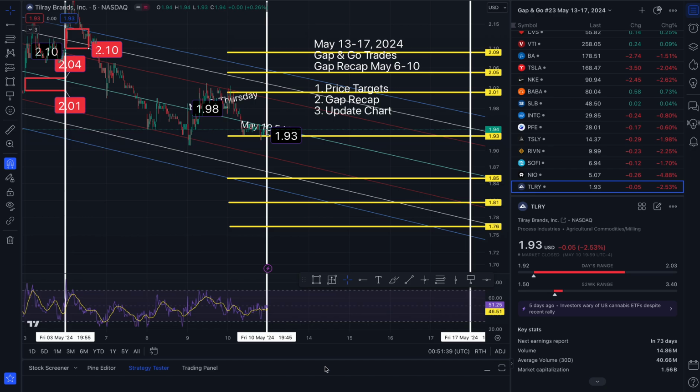Here is a look at your gap and go trades for the week of May 13th through the 17th. I will go over price targets, have a gap recap from the week of May 6th through the 10th, and update the chart as well.